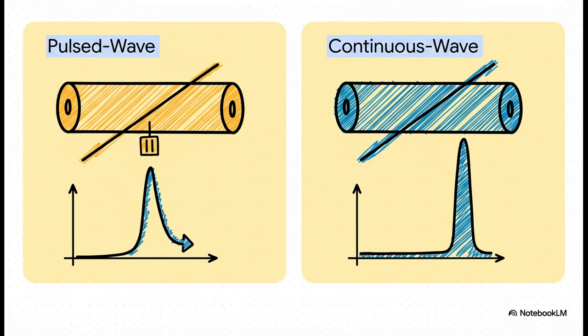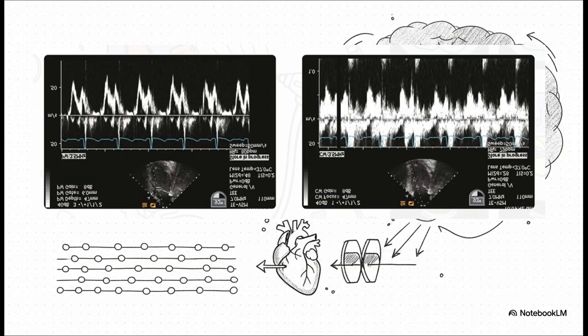On the other hand, continuous wave, or CW, is your shotgun. It has no speed limit. It can accurately measure the fastest, most turbulent jets, which is why you will always use CW to measure the peak velocity across a tight aortic stenosis. The trade-off? It measures every single velocity all along the entire line of the beam, so you lose that pinpoint spatial location. And the great thing is you can actually see this difference on the screen.